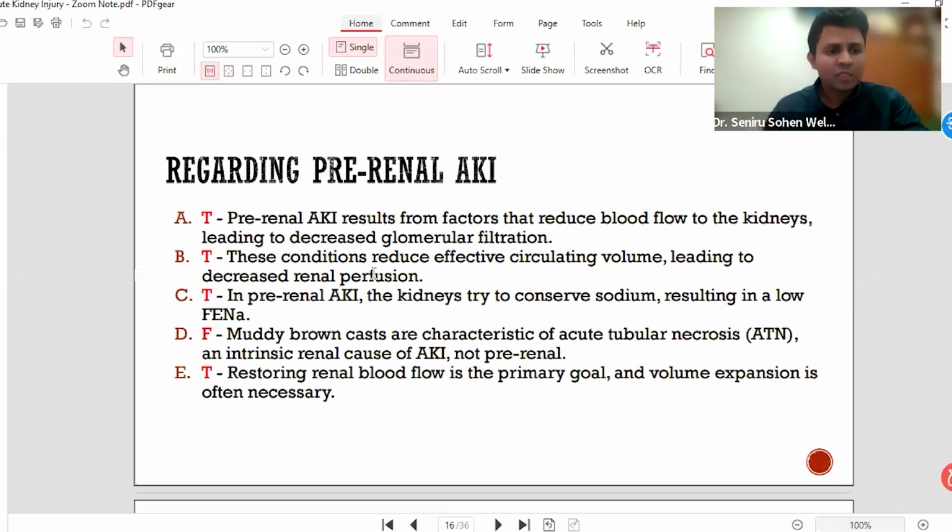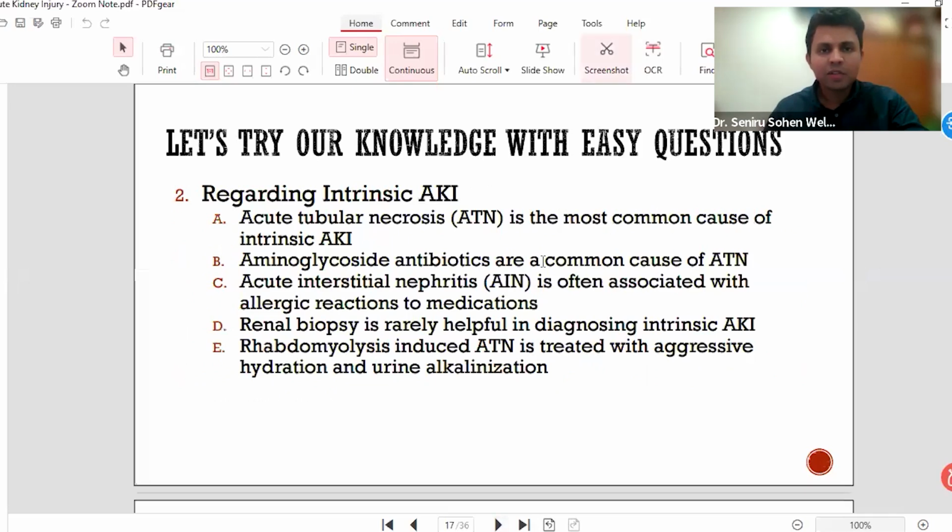So this is false. Rapid volume expansion is the mainstay of treatment. True. Restoring renal blood flow is the primary goal and volume expansion is often necessary. Right. Let's go to the next question. Right. You can have about 1 minute to answer this. Right. So let's discuss this question.